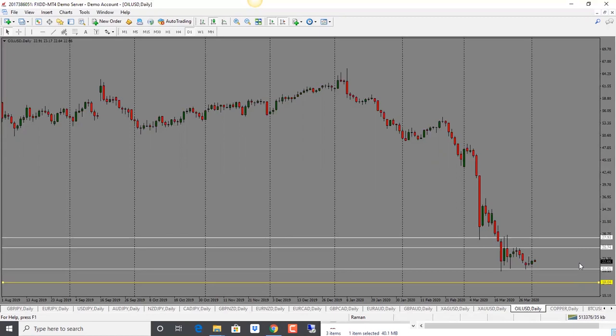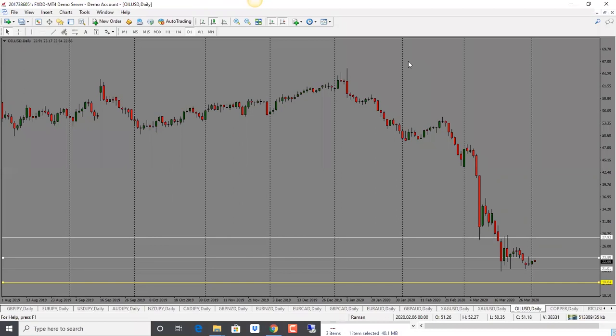So right now, bias is still to the downside, but it's trading in a range, but it looks weak at this point. So we could see a further drop in oil here. We could see something like this, and target here is 18.